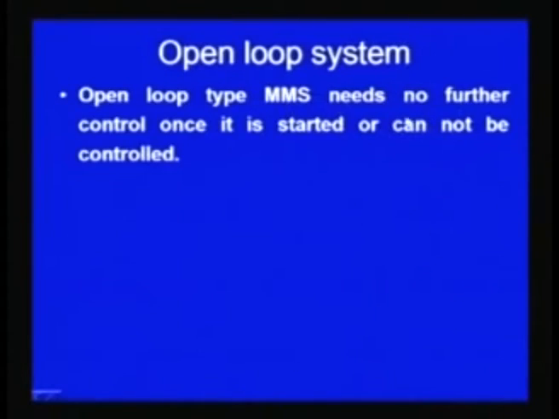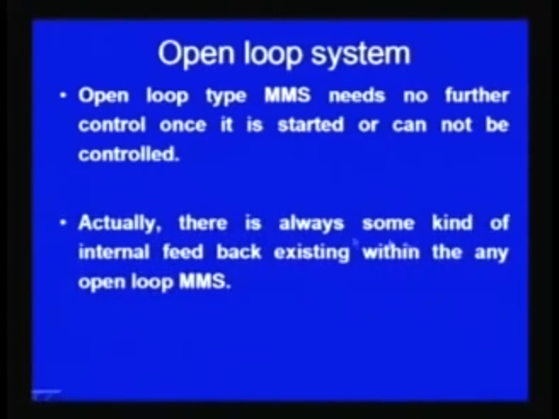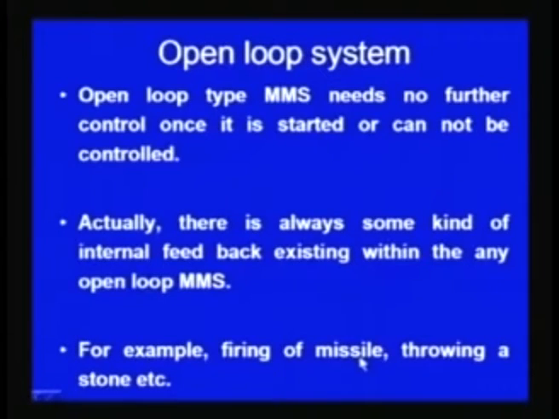In open loop systems, these systems need no further control once these have been started, or rather these cannot be controlled once these have been started. Actually, there is always some kind of internal feedback existing within any open loop system. For example, firing of the missile. Firing of the missile is continuously controlled by the gravitational force, but manually it is not controlled by the operator or by the persons who are using these devices.